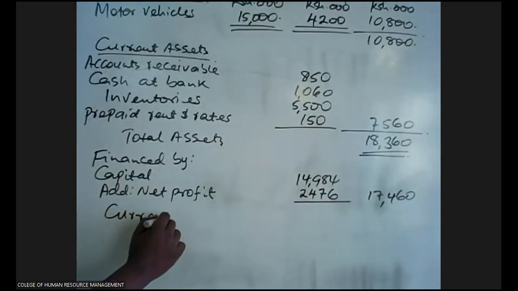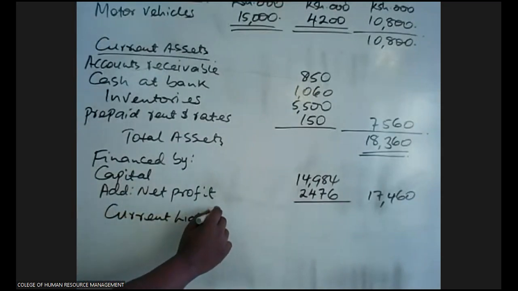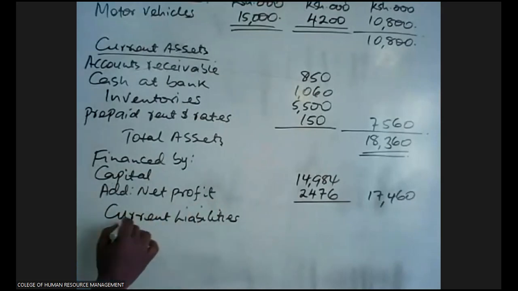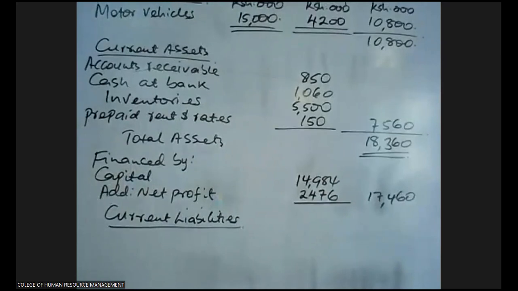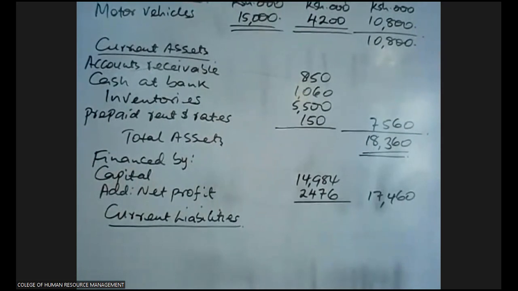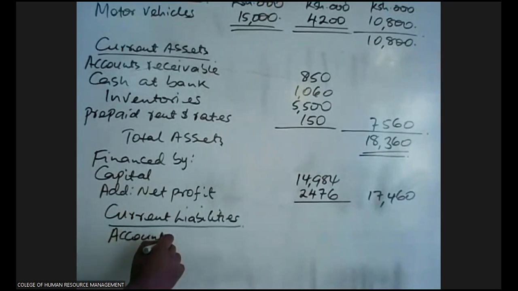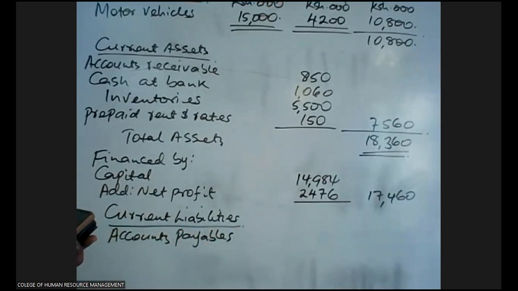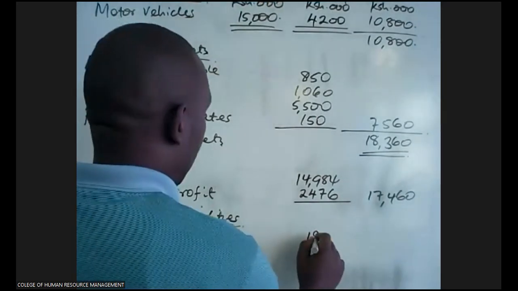Current liabilities. What are they? Are we given the payables? Yes, we have the accounts payables there. The creditors, what we owe the suppliers. Accounts payable, 1850.